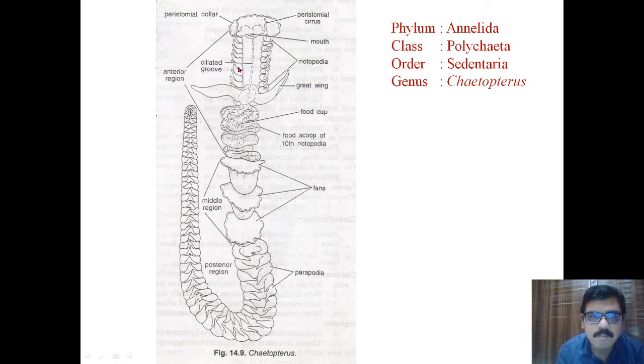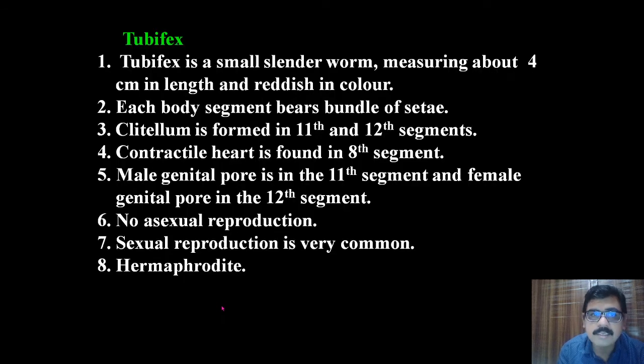This is the anterior most part. The prostomium is very small. Peristomium is larger and has the peristomial collar, and the anterior portion has 9 segments. Then the middle part has 5 segments. Out of that, the first one is the wing, the second one is a sucker, and these are the fans, and the last portion has the parapodia, and that is the terminal or the posterior portion in the Chaetopterus.